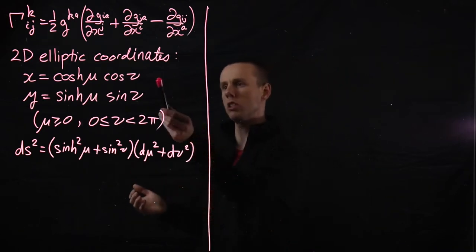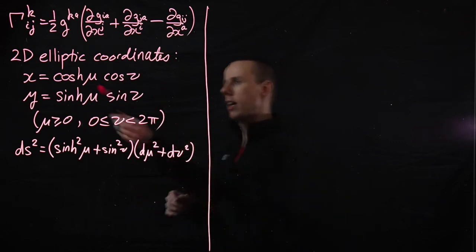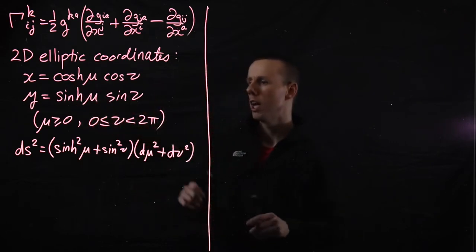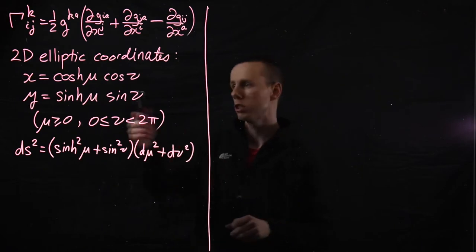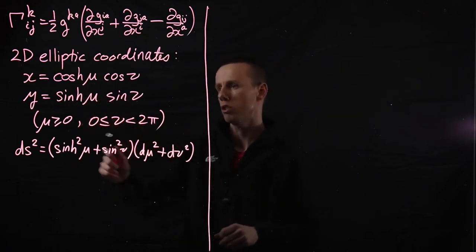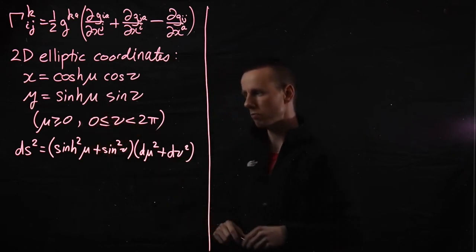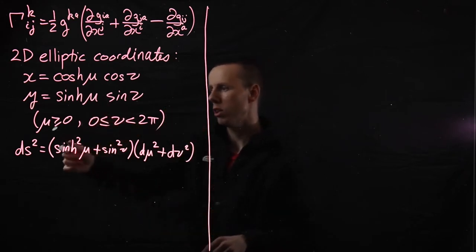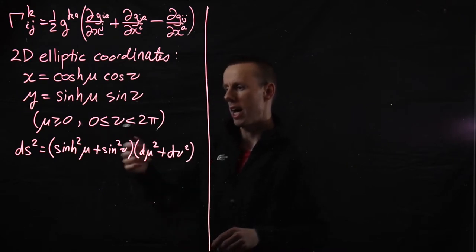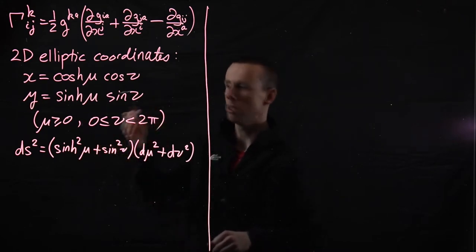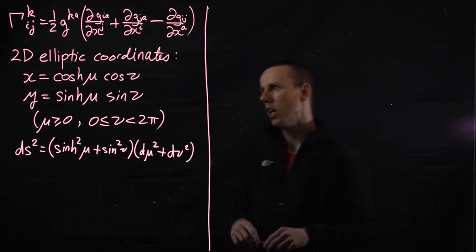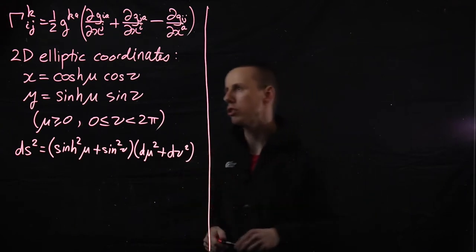You're given a coordinate system, so in our example here, it's 2D elliptic coordinates, and they're defined like this. So x equals cos mu cos nu, and y equals sine mu sine nu. So the elliptic coordinates are mu, which has to be a non-negative number, and nu, which is like an angle between 0 and 2 pi. And we can be asked to find the Christoffel symbols.